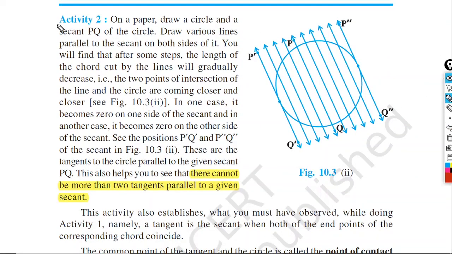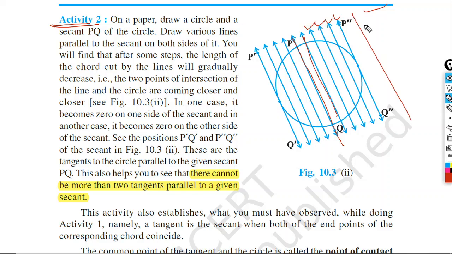Please try this activity at your home. What you will do is take a circle, then draw PQ. Now draw some lines parallel to PQ. First you draw a line here, parallel. You know how to draw a parallel line; I think you studied it in class 8 or 9. Again draw a parallel line, this one, then this one, then this one, then this one. If you want, you can draw another one outside.